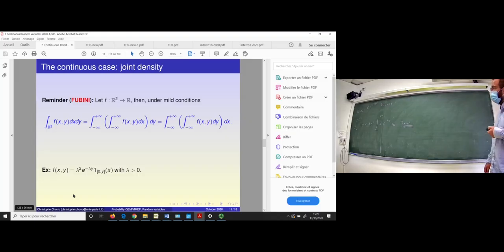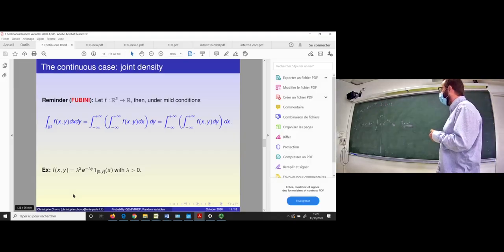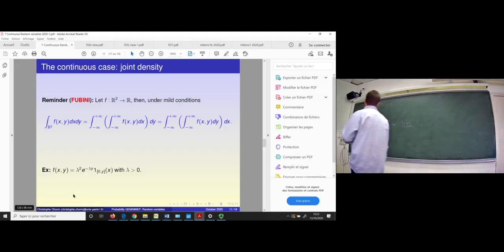So keep in mind that this indicator function is in fact the indicator function of x greater than 0 multiplied by the indicator function of x less than y. I have two indicator functions that I regroup in the same one. And now it's finished because I know a primitive of this one. Which one? The primitive of the negative exponential. So I obtain minus lambda exponential minus lambda y that I have to take between x and plus infinity and multiply by the indicator function of x positive.